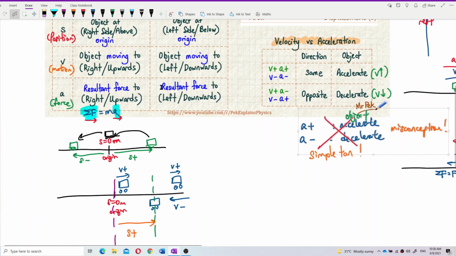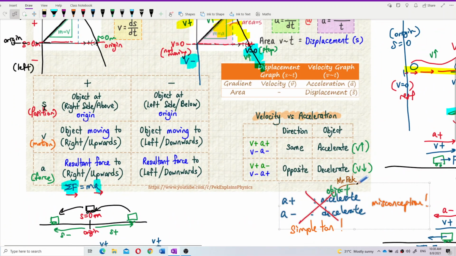Again, Sy is displacement. How do we get positive? If the object is above the origin, then the displacement is positive. If the displacement is negative, it means the object is below the origin.